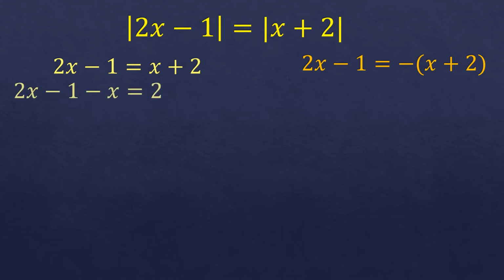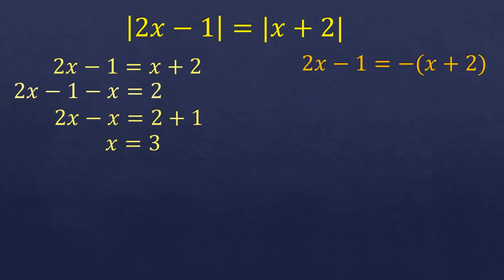So let us transfer the positive x to the left side so that it will be together with the 2x. So from positive x it becomes negative x, and from negative 1 we're going to transfer it to the right side, it becomes positive 1. Then combine 2x minus x, it becomes x. 2 plus 1 is 3. So the first solution, or the first value of x, is 3.